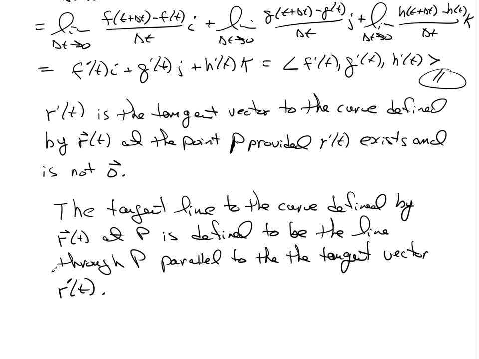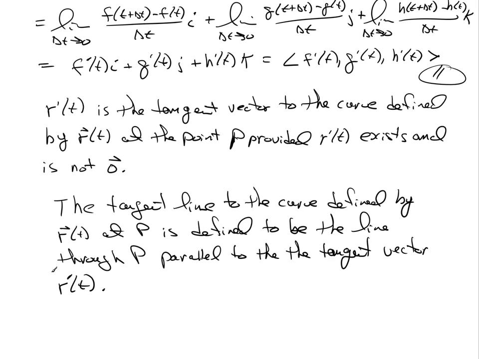So r prime of t, we start thinking about how we write lines, equations of lines, in vector equations of lines. It's based on a known point and a directional vector. So this r prime of t, the first derivative of our vector function, is actually a directional vector.